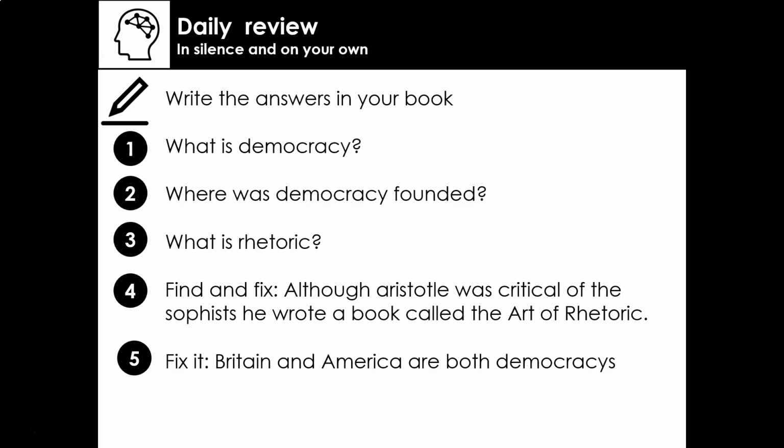You can write the numbers 1 to 5 in the margin of your page. And then you can write short answer responses to numbers 1, 2 and 3. Numbers 4 and 5 do require you to write sentences out in full and to fix them up where you can see there's a problem. Pause the video and spend 5 minutes completing that task.